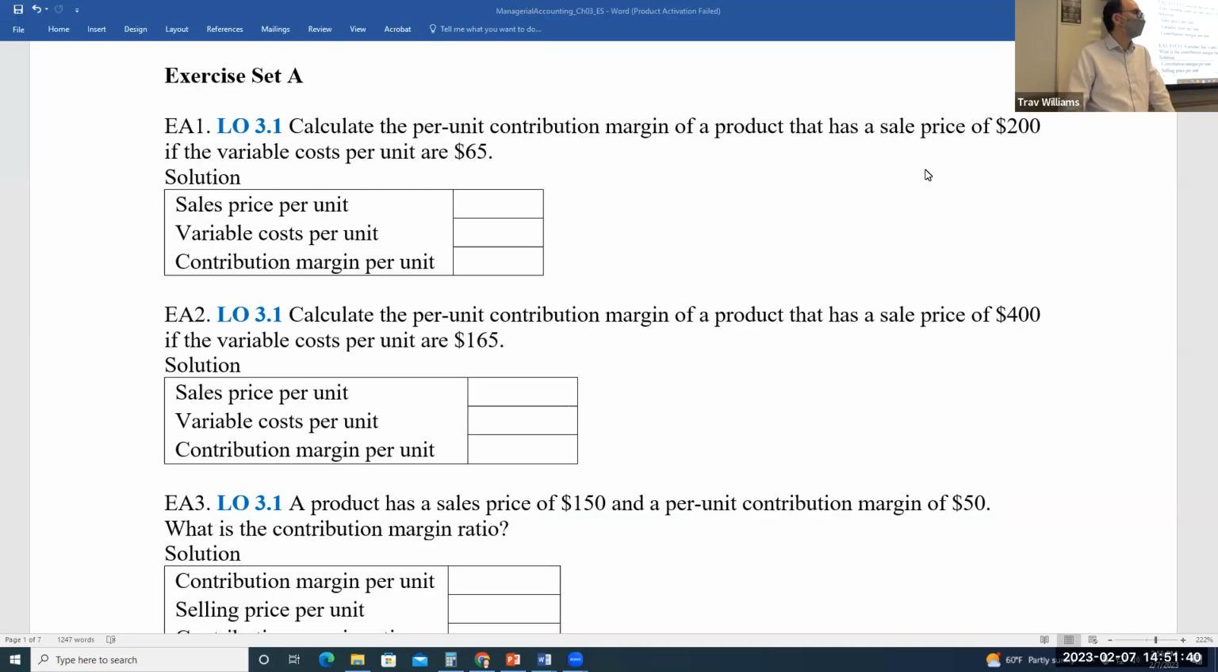Great. So here's the exercise set for chapter 3. First few are nice and easy. The first one says calculate per unit contribution margin. Sales price is $200 per unit. Variable costs are $65 per unit. So what is our contribution margin per unit? $135. Okay.